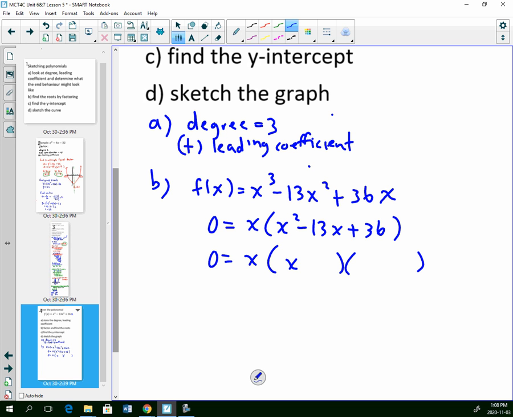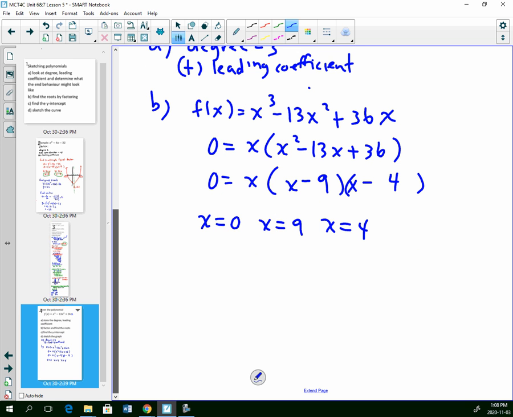So 36 is 1 and 36. 2 and 18 is not going to work. 3 and 12 is not going to work. 6 and 6. 9 and 4. 9 times 4 is 36, and minus 9 minus 4 is minus 13. Okay, so we have three x-intercepts at 0, 9, and 4. So that will get us started on our sketch.